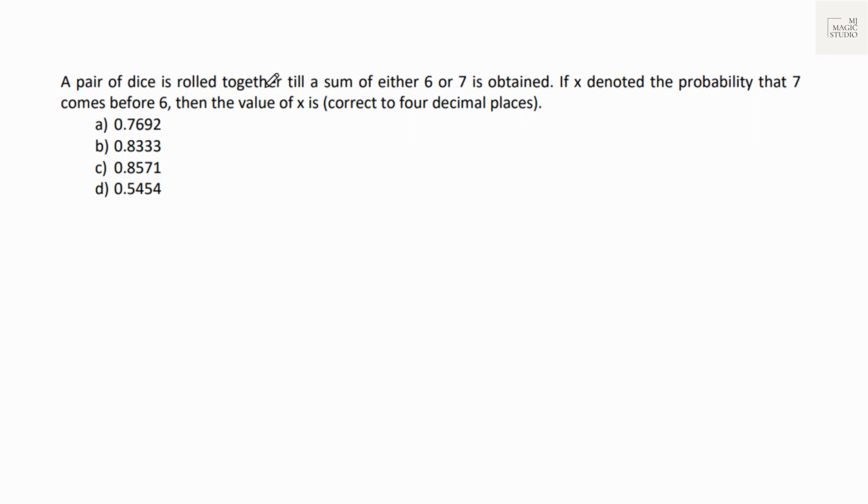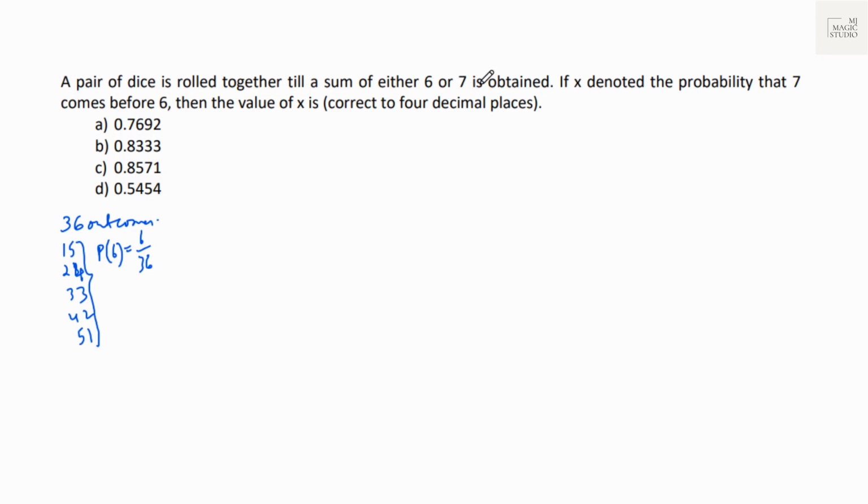A pair of dice is rolled together. There are 36 outcomes. This is repeated till a sum of either 6 or 7 is obtained. Sum of 6 means 5 different cases: 1,5; 2,4; 3,3; 4,2 or 5,1. That is, the probability that you will get a sum of 6 is given by 6 by 36.